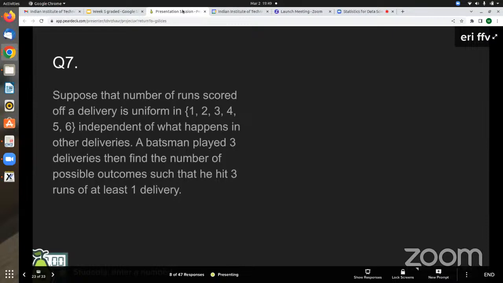Okay, 3 runs of at least one delivery. And that means 300 is possible? Yes, it is possible. And this is my understanding. Then your understanding somehow contradicts with what it tells, right? Delivery is uniform in 1, 2, 3, 4, 5, 6, independent of what happens in other deliveries. Yeah, even I think he explained it that way only.